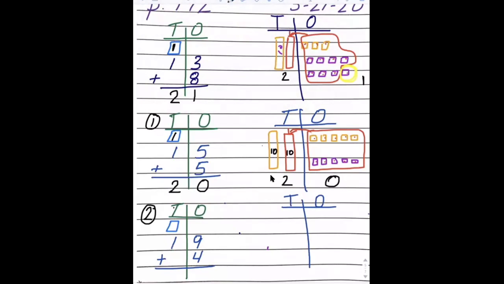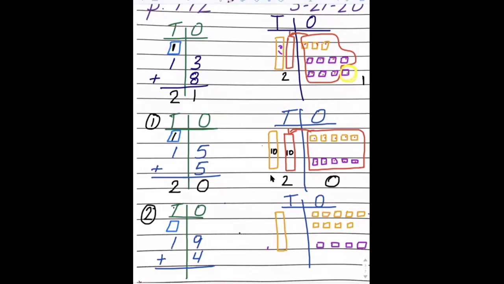okay, how am I going to draw 19? It's one group of 10 and nine ones. 1, 2, 3, 4, 5, 6, 7, 8, 9. Okay, that's how we draw 19. One group of 10 and nine ones. Now I have four ones. Okay, so I'm going to draw 1, 2, 3, 4, my four ones.